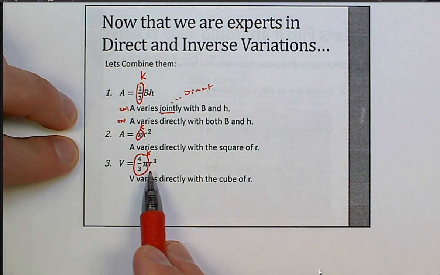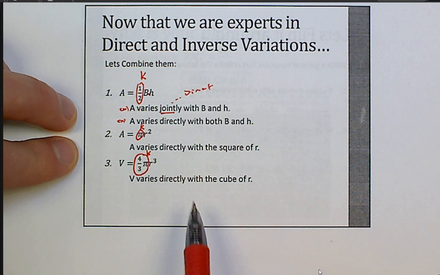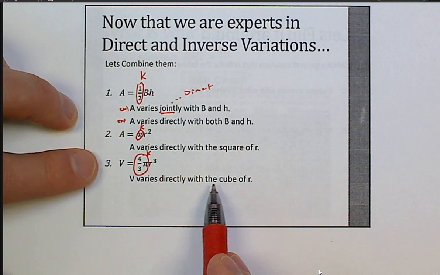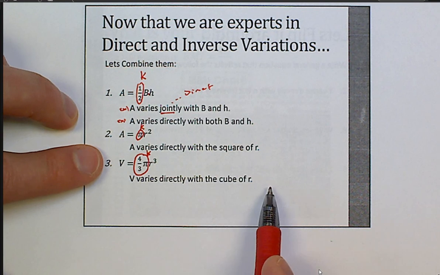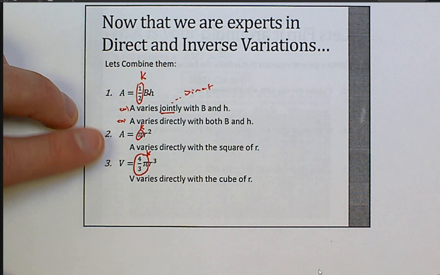Pi is not a variable. I'll have students write V varies directly with pi and r cubed, and you can't do that because remember, pi is not a variable. It is a value. It is a k value, so you have to be careful with that.